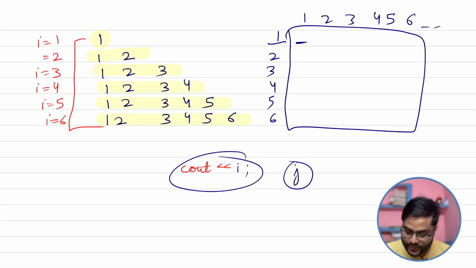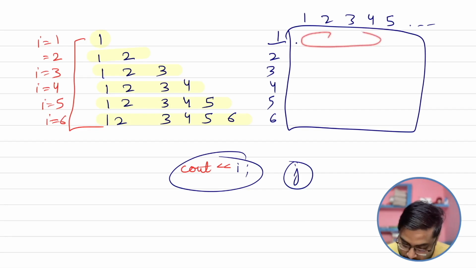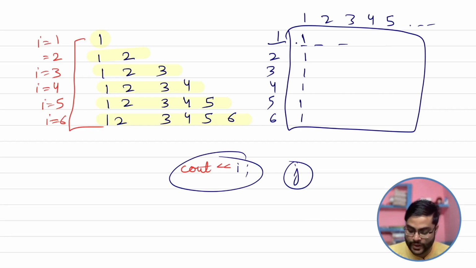At every line, whatever there is in the line, you want to print this. Every time it starts from 1 only. This is nothing but your J loop. Every time starting from 1 only: 1, 1 2, 1 2 3, 4, 5. So this is nothing but your loop number.